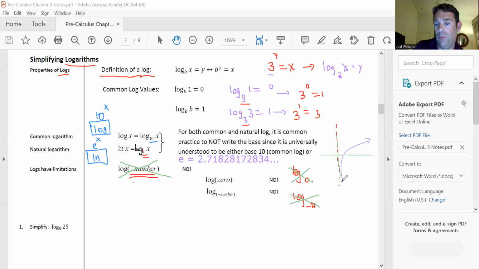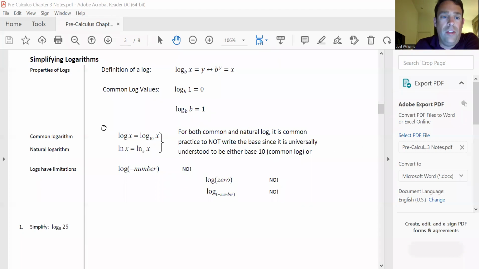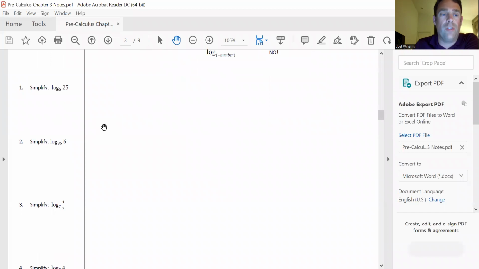That vertical asymptote never allowed us to cross the y-axis because you can't take the log of 0 and you can't take the log of a negative number. So remember, you cannot take the log of a negative number or of 0. 0 cannot be your base. Negative numbers can also not be your base. So all we're going to do today is not go crazy. We're just going to go back and review this idea of simplifying logs.